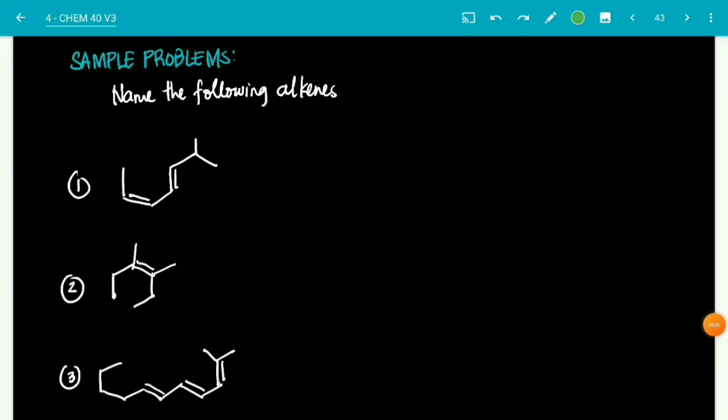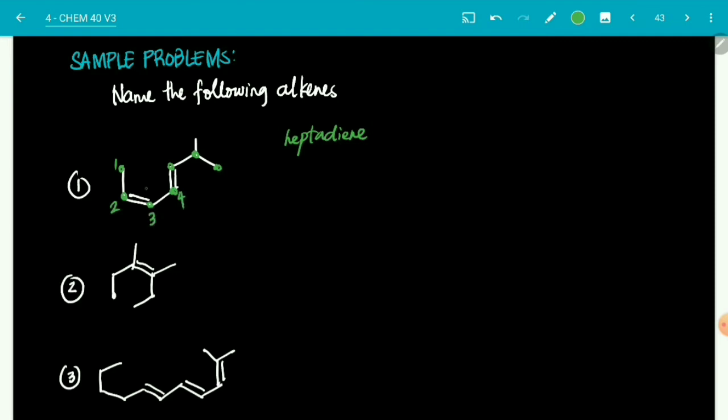So, here we have some sample problems. So, ang gagawin lang natin, i-name natin yung mga alkenes using the EZ system. Okay? So, for number 1, bilangin muna natin, 1, 2, 3, 4, 5, 6, 7. Okay? So, heptadiene, kasi dalawa yung double bond niya. Okay? Ito, tsaka ito. Okay? So, now, 1, 2, yung carbon 2, 3, and 4, yun yung may mga double bond.